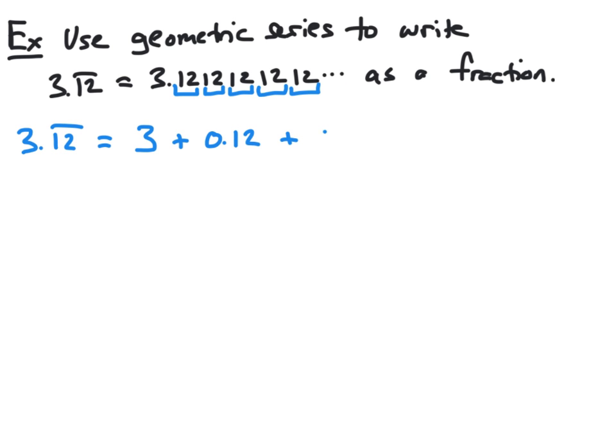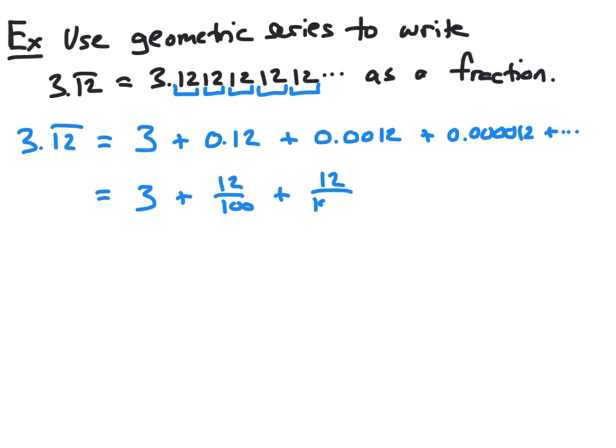0.12 plus 0.0012 plus 0.000012, and so on. We can then rewrite each of those decimals as fractions. So this will be 3 plus 12 over 100 plus 12 over 10,000 plus 12 over 1 million, and so on.